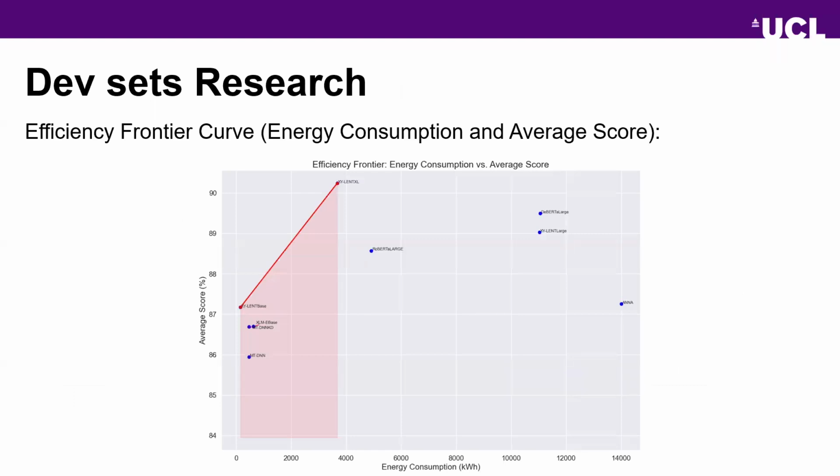This is the efficiency frontier curve for the development data set regarding energy consumption and model composite scores. From the graph, we can see that XLNet base and XLNet extra large make up the efficient frontier curve. This means that among these models, these two models are the most effective in terms of having excellent integration capabilities along with low energy consumption.